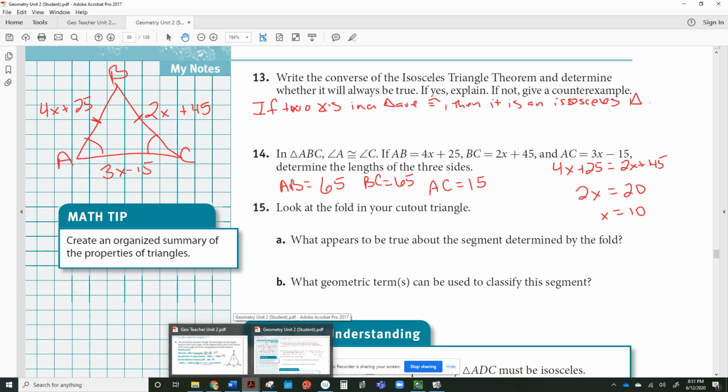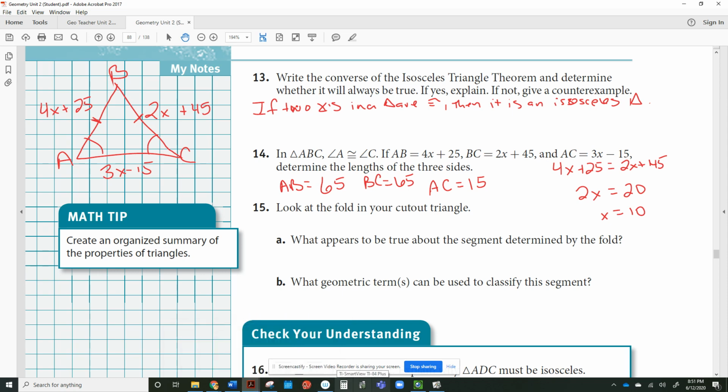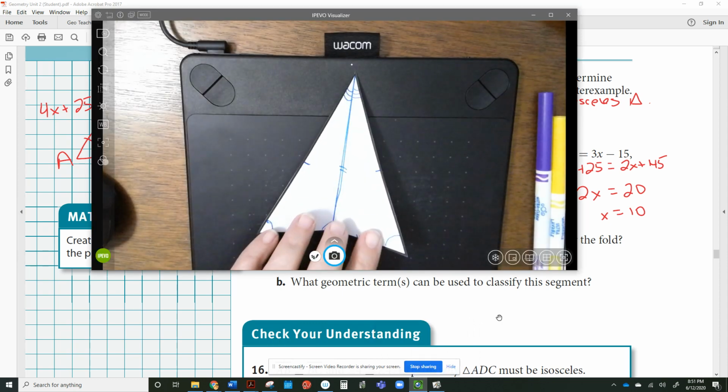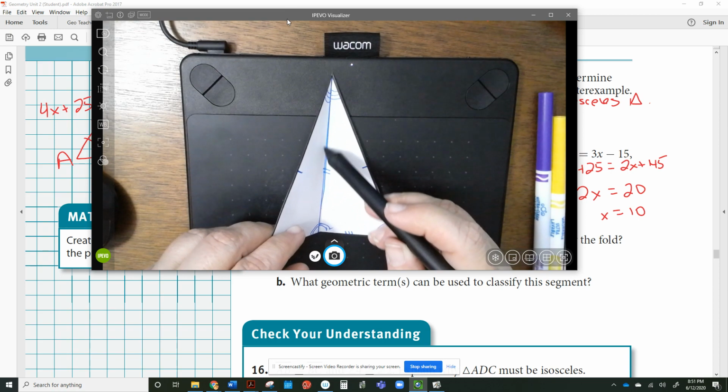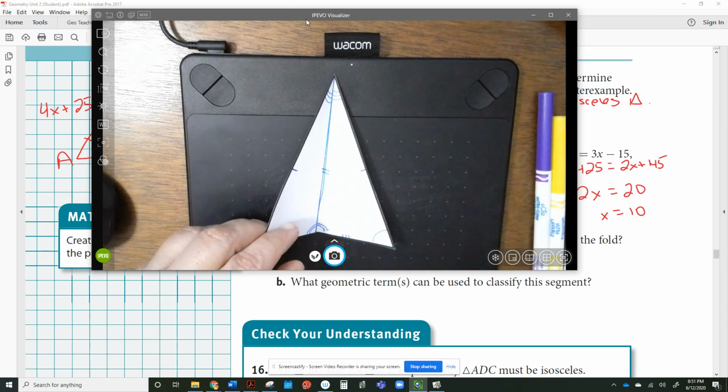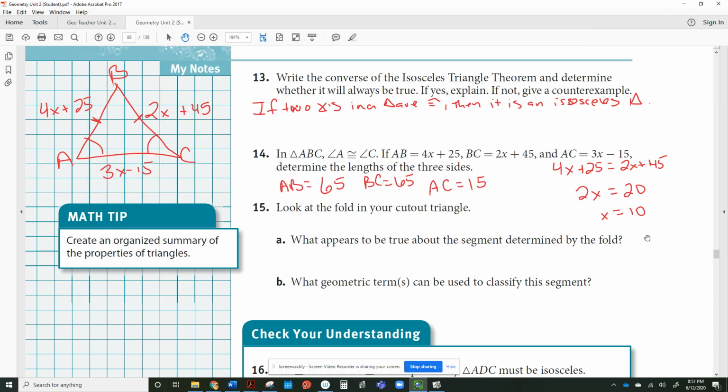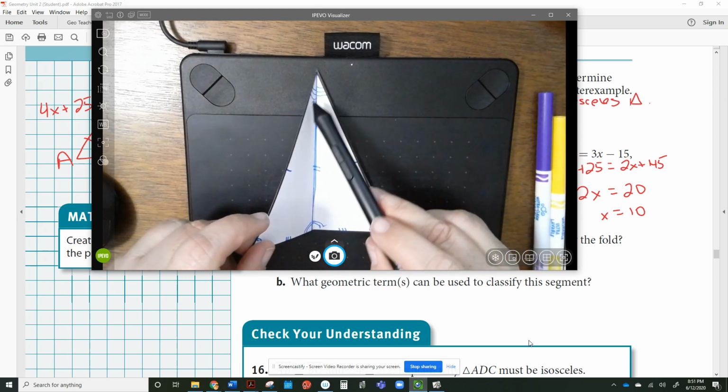Look at your fold and your cutout. Okay, so I think they want me to go back to this. My fold and my cutout. That's this right here, this blue line. Look at that. It says, what appears to be true about the segment that's determined by the fold? What's true about this blue line right here?